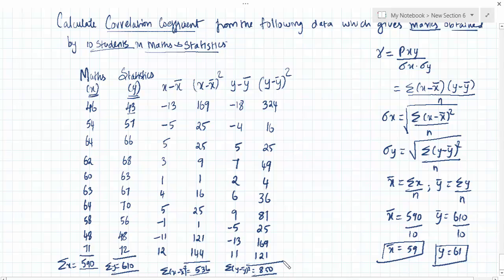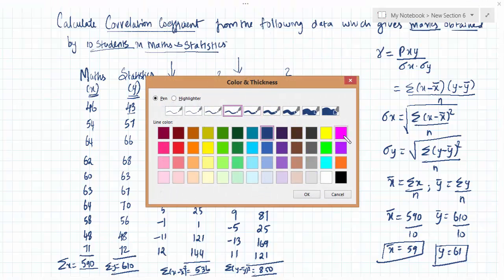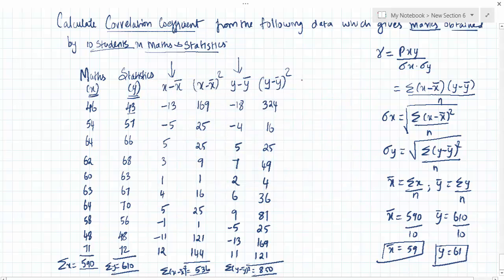So now we have most of the information, but for finding covariance we need the product of x minus x bar and y minus y bar. That is, here we have x minus x bar and y minus y bar. So we need the product of this. So let me just change the color. So we have to find the product of x minus x bar and y minus y bar.